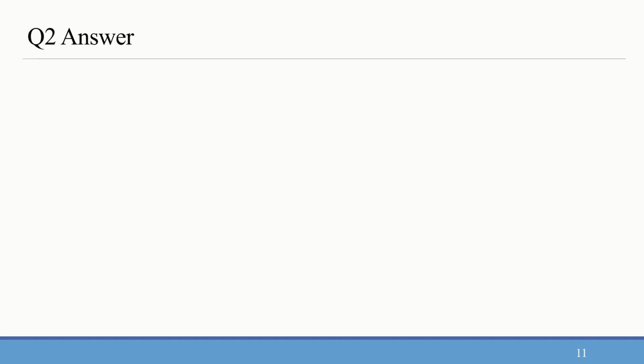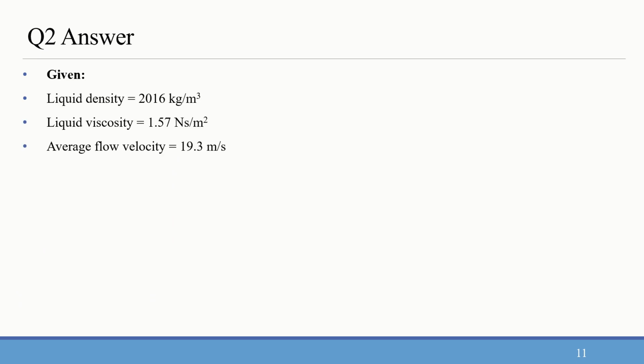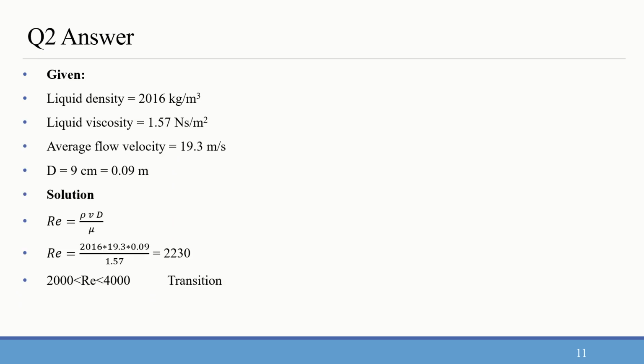Since it is above 2000 and below 4000, we are saying it is in the transition regime. If it is below 2000, it will fall in the laminar regime. So based on the Reynolds number calculation, we are saying what regime the flow is in. Now, after that, we will move to the next problem.